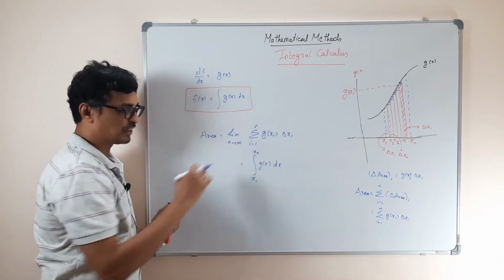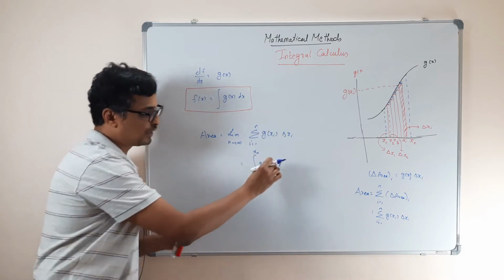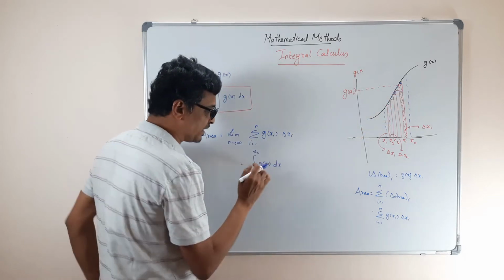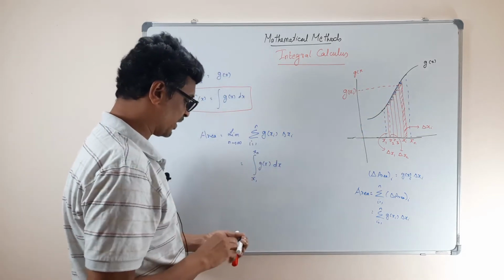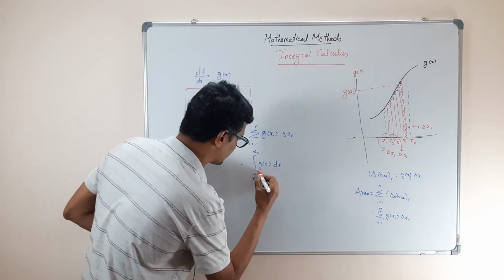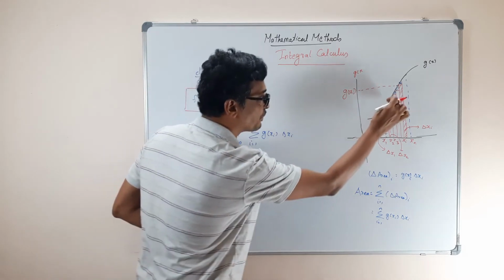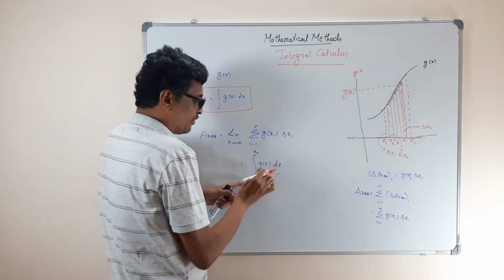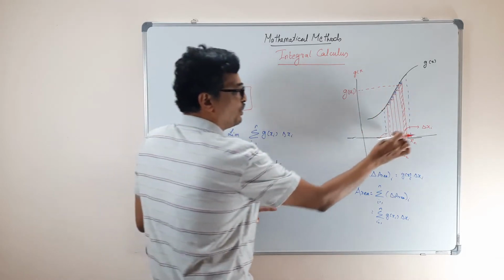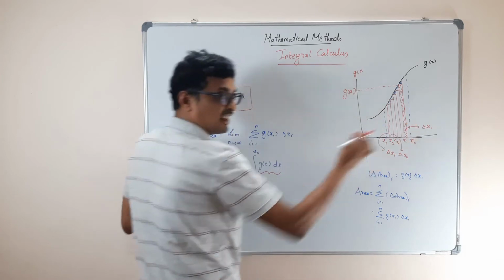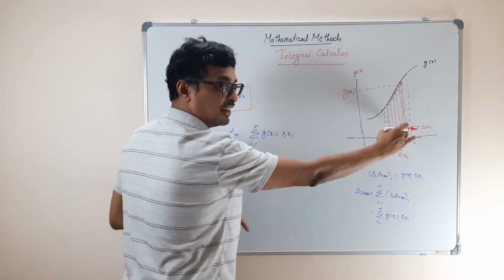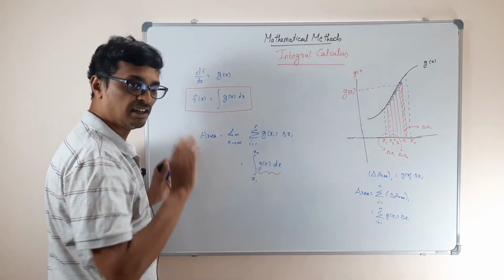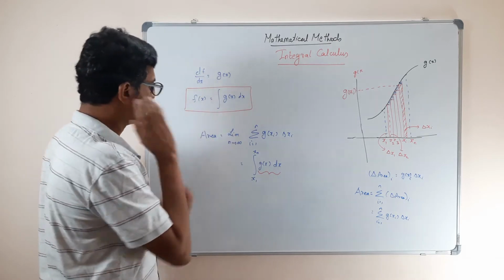So g of x is a function. g of x dx: take any x, multiplied by dx. This is going to be the area of the smaller element. Am I right? g of x dx, g of x at some point, times a small dx, is a small element. When you add up those elements from x1 to xn, that gives the total area under the curve. And that's the physical meaning of integration.